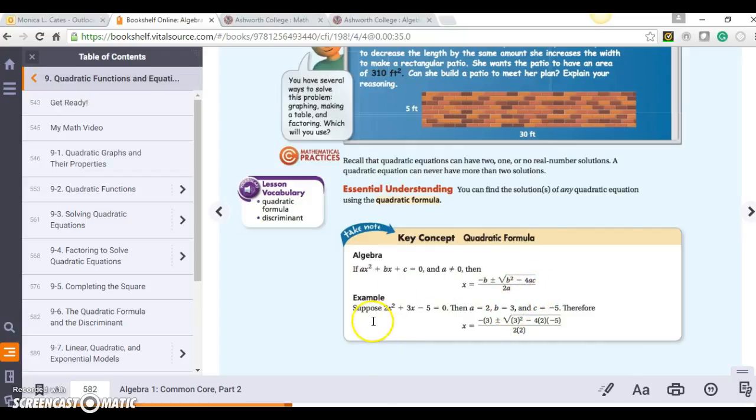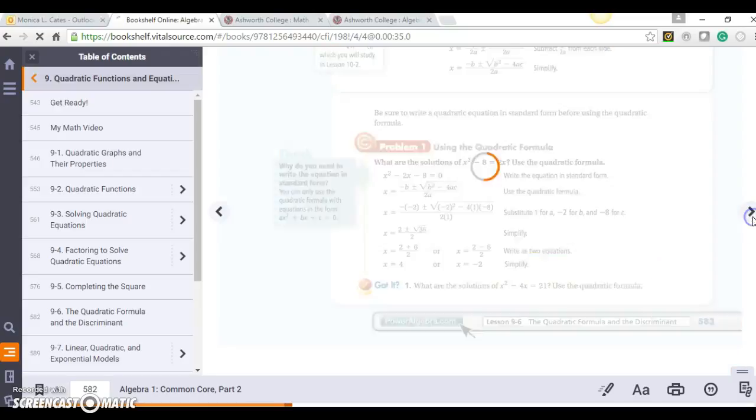For example, if I have 2x squared plus 3x minus 5, my a would be 2, my b would be 3, and my c would be negative 5. Therefore, if I plug it in, my negative b would be negative 3, plus or minus the square root of b squared, which is 3 squared, minus 4 times 2 times negative 5, all over 2 times 2. And I would evaluate that.